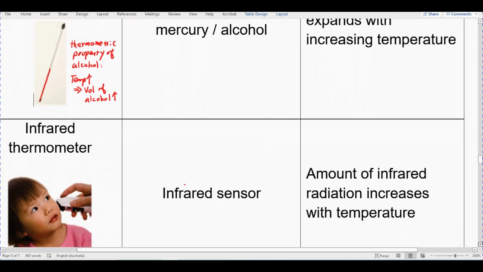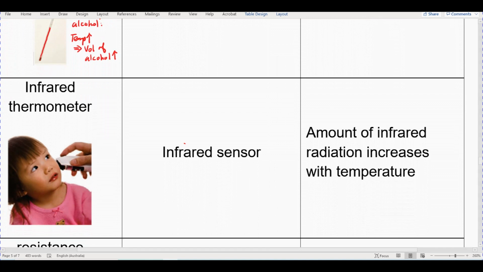And infrared. Nowadays we might use this sometimes, because sometimes you need a quick reading of a temperature. So it's an infrared sensor. The thermometric property here is that the higher the temperature, the more infrared radiation comes from your body. So that's why it's a thermometric property.